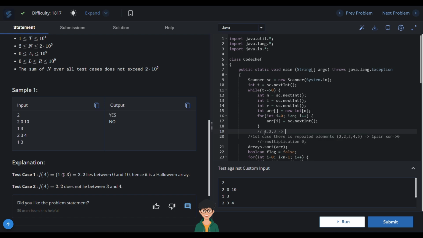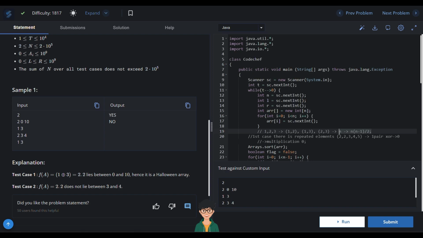The first pair will be 1 comma 2. Okay, then the second pair will be 1 comma 3. Then the third pair will be 2 comma 3. So these many pairs can be formed. Likewise it will increase. So basically, if there are n elements, n into n minus 1 divided by 2, these many pairs will get formed.